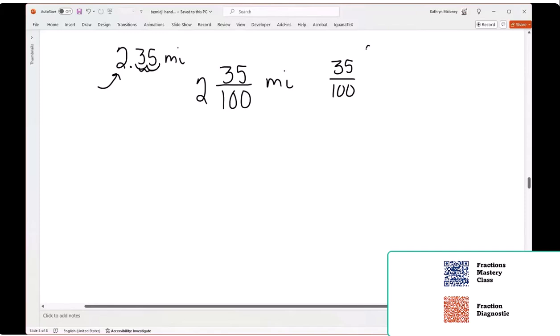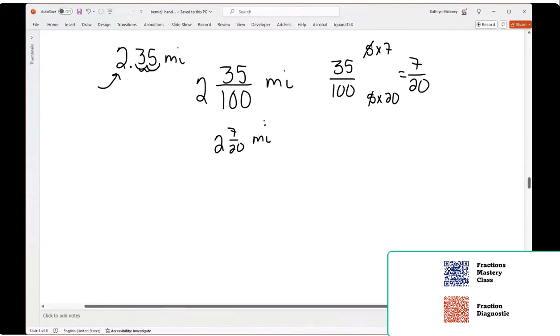35 is 5 times 7. Now I look at my 100 and I think, is there a 5 in 100? Yeah, there is. I can say 5 times 20. Once again, we're going to cancel our common factors and we end up with 7 over 20. So how far did we walk this one, or hike, I should say? 2 and 7/20 of a mile.